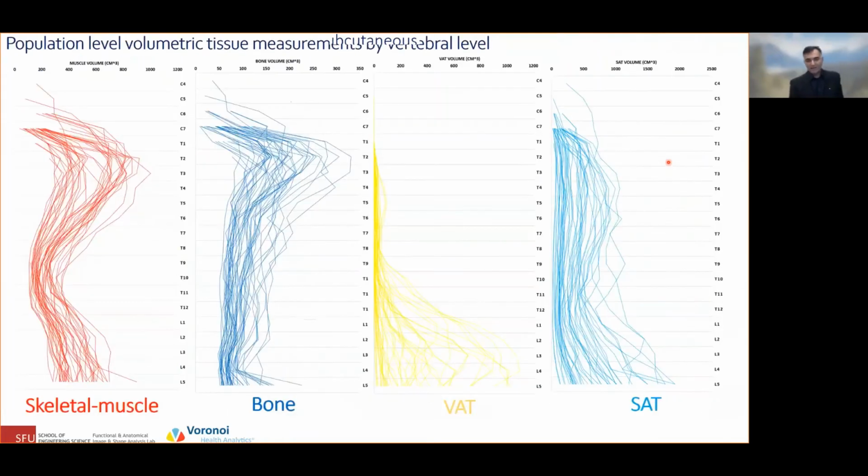And now here are shown our population-level volumetric tissue measurements by vertebral level. So we can combine these if we index them by vertebral level. On the left is shown skeletal muscle, then we have bone in blue, then the visceral adipose tissue, which is the belly fat, and the subcutaneous adipose tissue, which is the fat below the skin. And we can find some interesting patterns here.